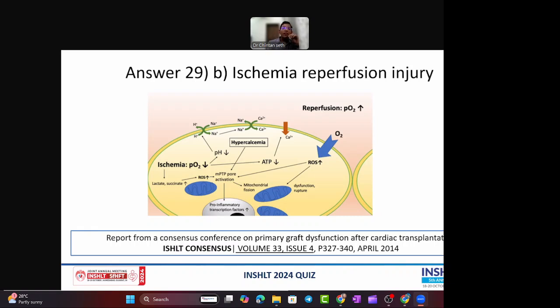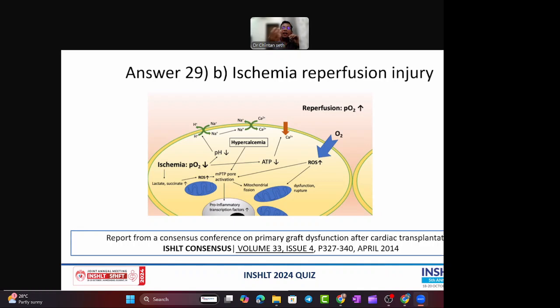So what happens when we take the donor heart and deprive it is that there will be ischemia time, both cold and warm ischemia time. Ideally, it should be less than 4 hours. Because of ischemia, there will be decreased intracellular oxygenation, which causes an increase in acidosis and increased lactate production. Ultimately, it causes hypercalcemia. Hypercalcemia causes intracellular mitochondrial damage, and the MPTP, the mitochondrial permeability transition pores, will open.